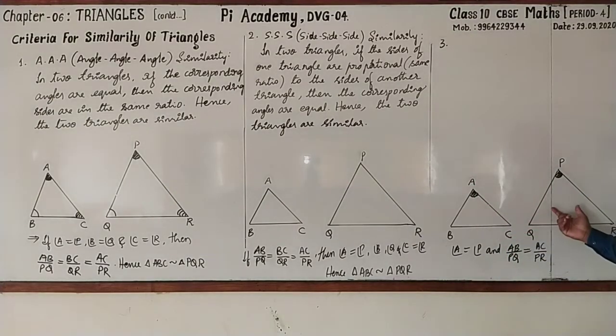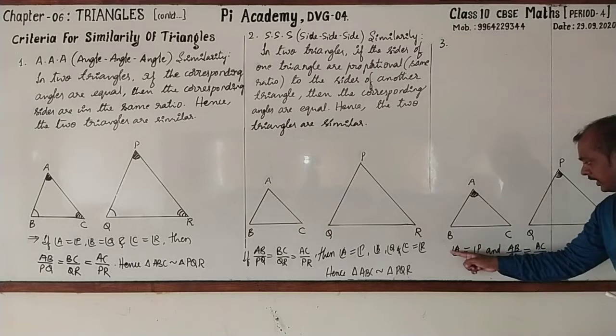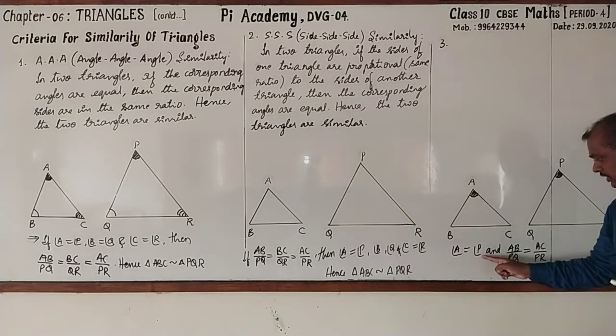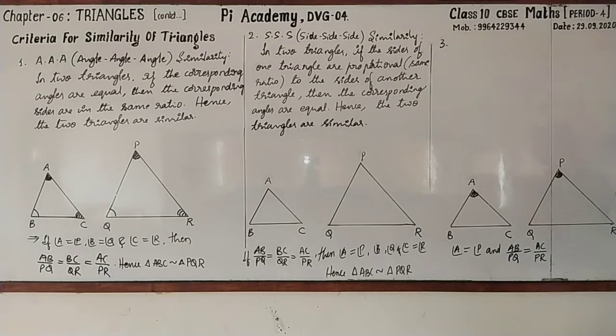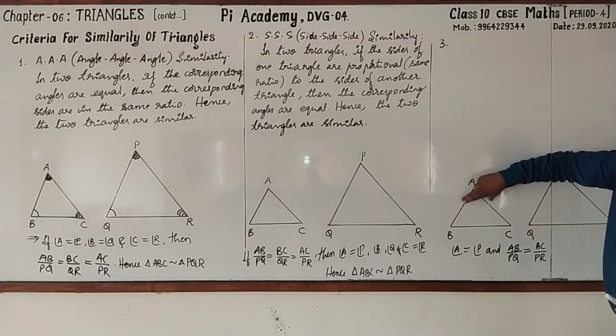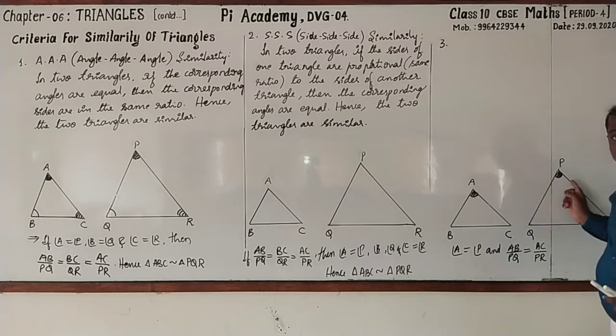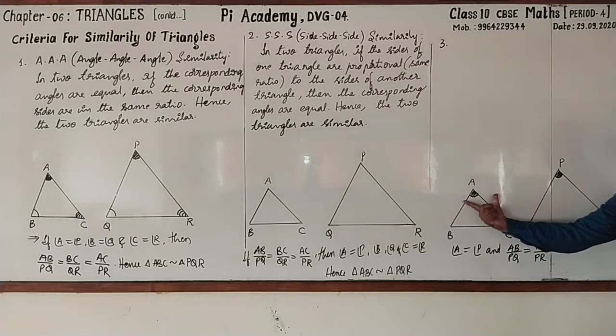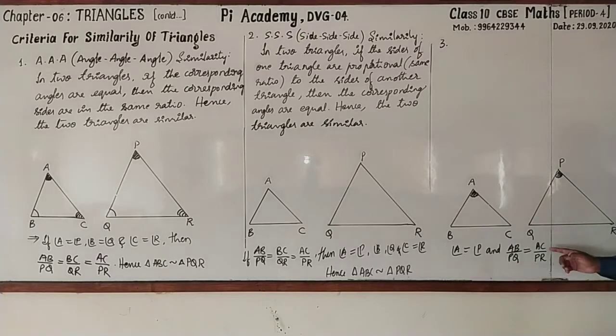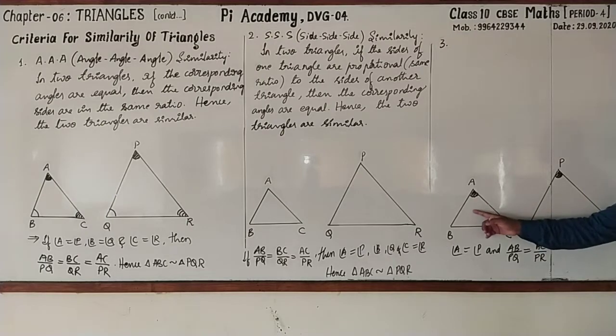Here also we have taken two triangles. One is ABC and another one is PQR. With respect to these two, here I have written a statement. From this, what do you say? Here, an angle of one triangle is equal to an angle of another triangle, right? And another important thing, see that AB by PQ equal to AC by PR. That means the sides including these angles, the sides including the angles A and P, are in the same ratio. Hence, you can say these two triangles are similar.